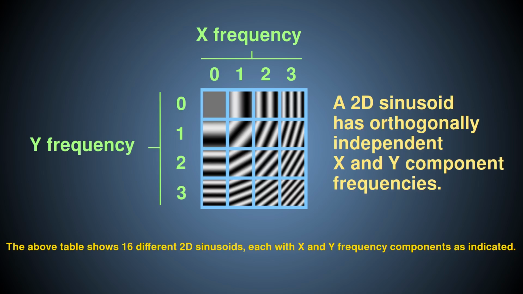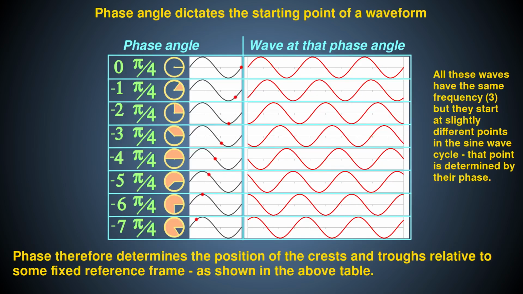So you see, in general, a 2D sinusoid is composed of 2 orthogonally independent frequency components, an x frequency and a y frequency. Because the components are orthogonal, we can vary the frequency in one dimension without altering the frequency in the other. Now we move on to phase in 2D sinusoids.